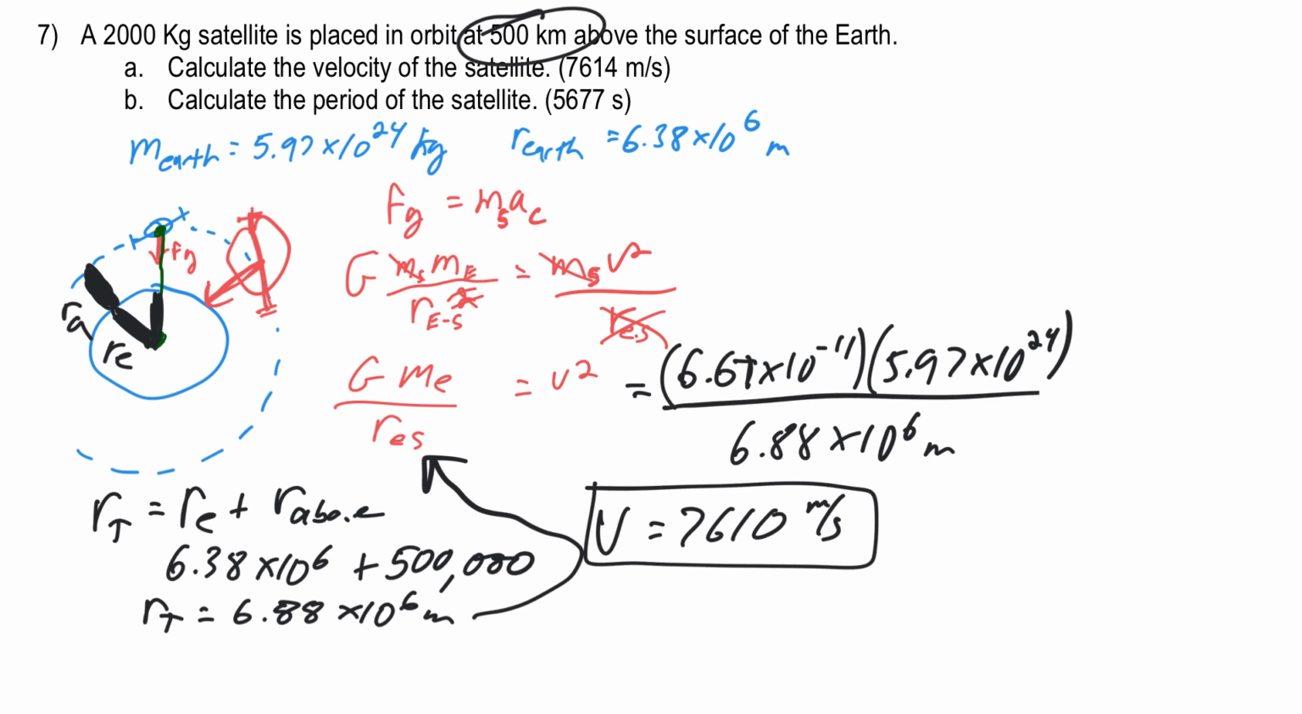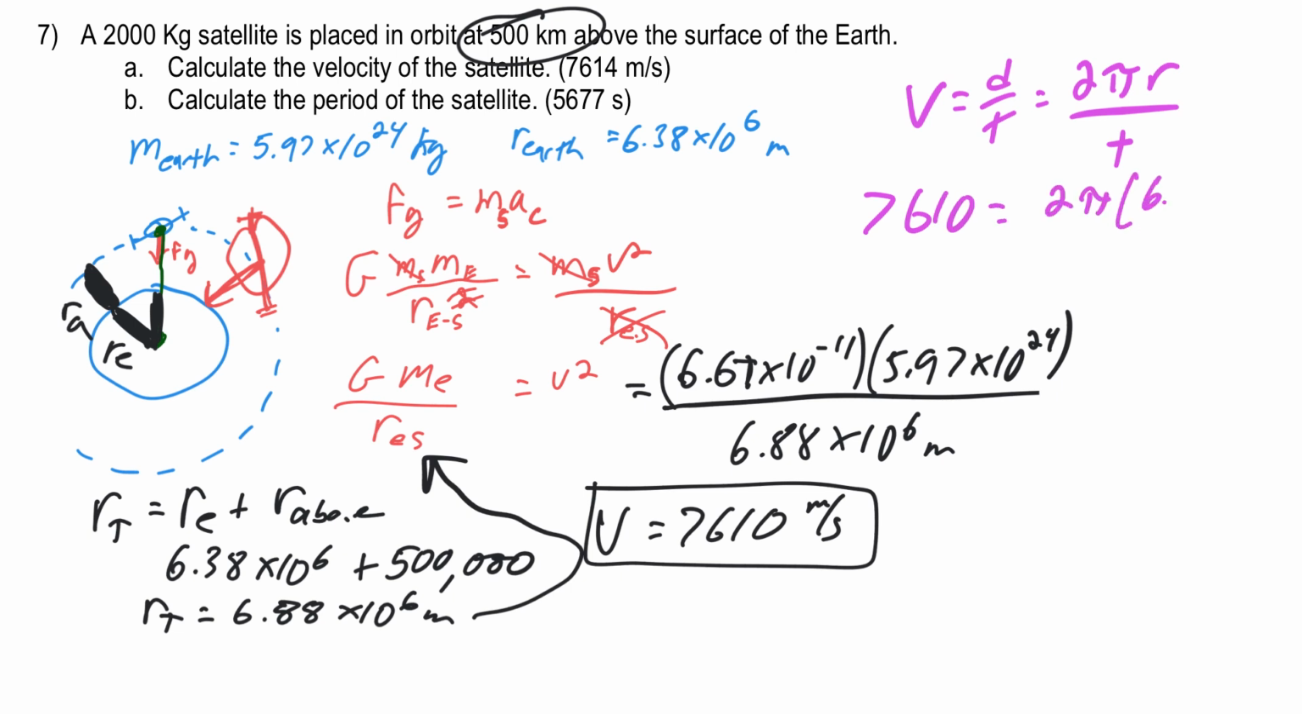All right, so the next thing then is, what's the period? How long does this take? So we'll use v equals distance over time, 2 pi r over t. We'll just use that velocity we got, 7610. We'll use the true radius that we also got, which is 6.88 times 10 to the 6, and we'll divide that by t. So I get 5,680, if we go to 3 digits, seconds.